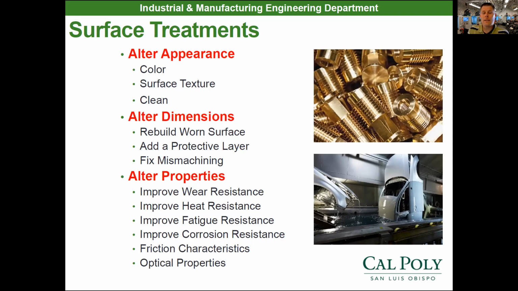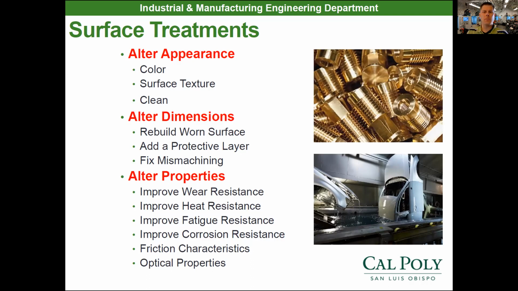Fixing mismachining. Sometimes you have a really expensive workpiece and it's not cost effective just to scrap the entire workpiece. So you can actually alter the dimensions by rebuilding up that surface again, maybe with a flame spray application, and you end up adding material, and then you can fix any mismachining that may have occurred.